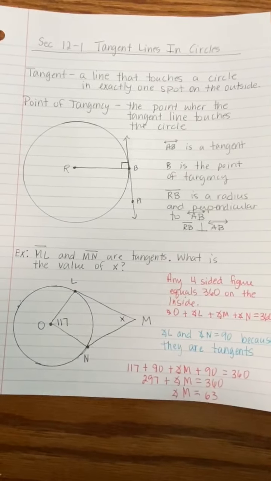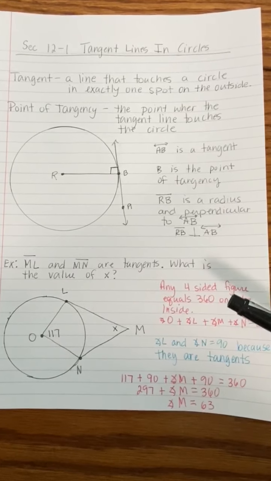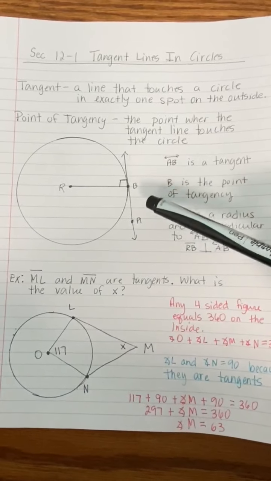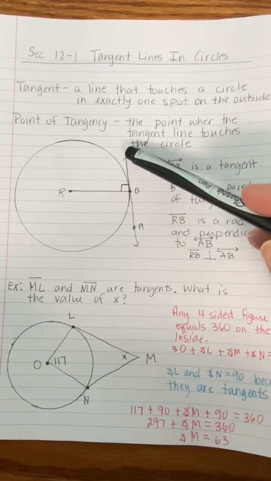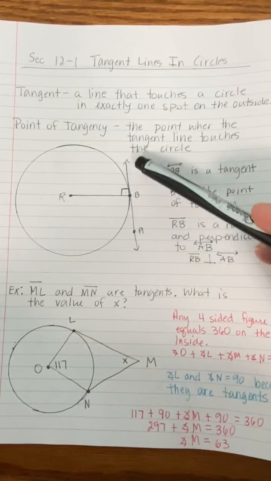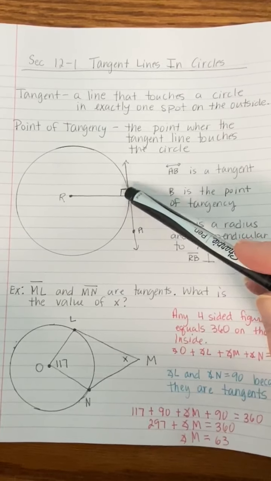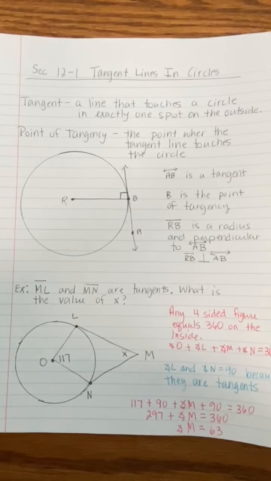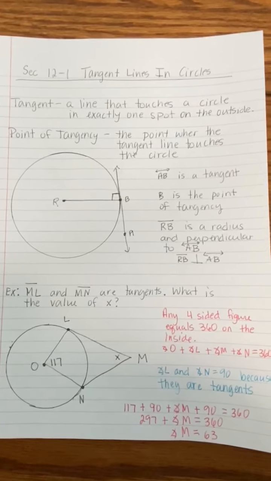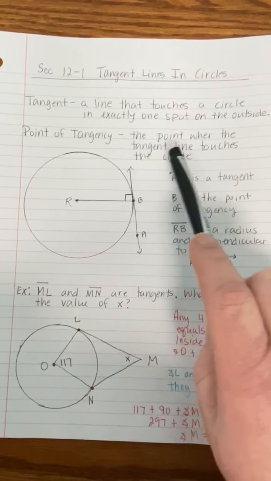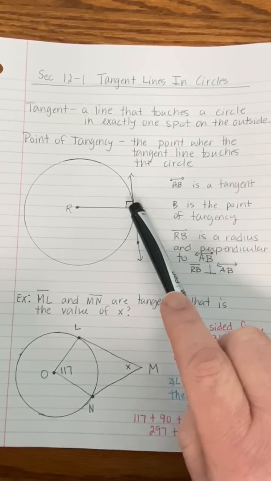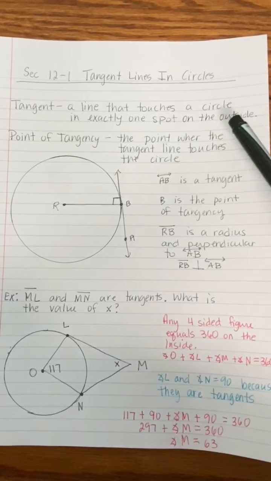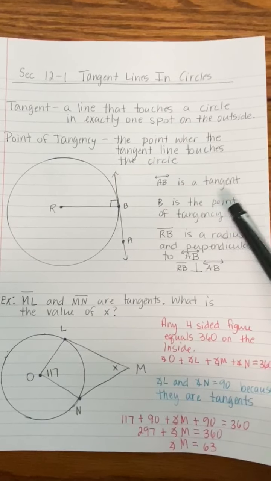All right, so a tangent. A tangent is a line that's on the outside of the circle, and it only touches the circle in one spot. So if you look at our diagram, AB is on the outside of the circle, and it's only touching the circle in exactly one spot. So that's what makes it a tangent. And the spot that it touches the circle is called the point of tangency. On this diagram, B would be the point of tangency. So AB is the tangent and B is the point of tangency.